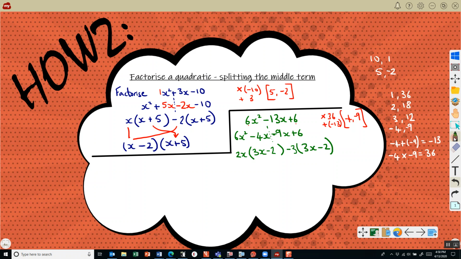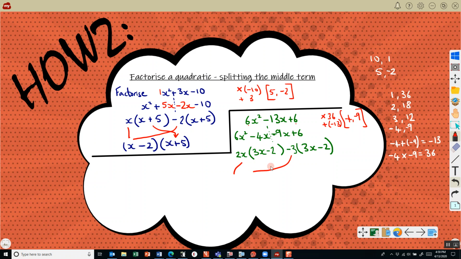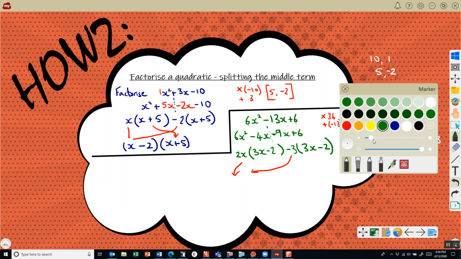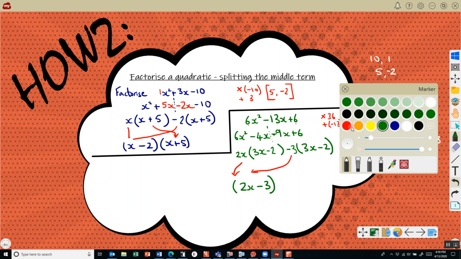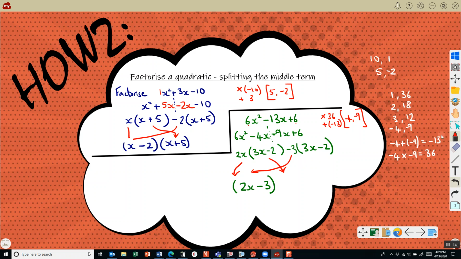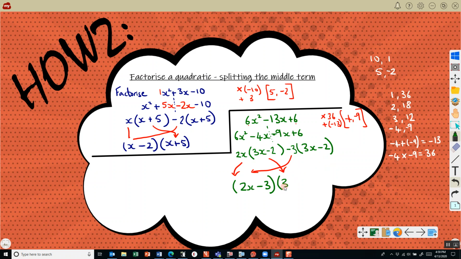And to finish it off, you take what's outside the brackets and put them inside a bracket. So I've got 2x minus 3. Take everything that is inside the bracket, write it down, and it doesn't matter which way around. You could put this bracket that I'm writing down now first, it doesn't matter. So if you wrote 3x minus 2, 2x minus 3, both are fine. And that is it factorized.